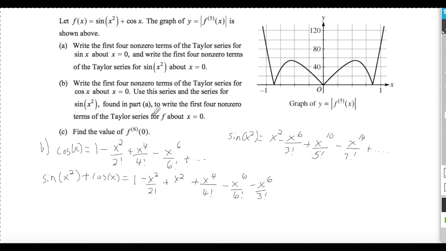How many terms do I want? I want to find the first 4 non-zero terms. There's 1. Those 2 will combine to be 2. Here's 3. There's 4. So this will take care of the first 4 non-zero terms of the Taylor series for f about x equals 0. I just need to combine the things that I can.